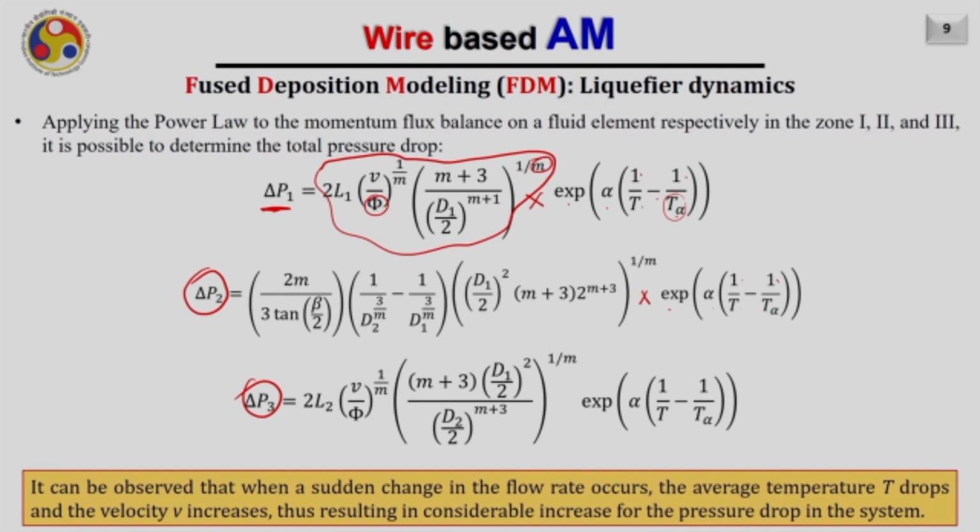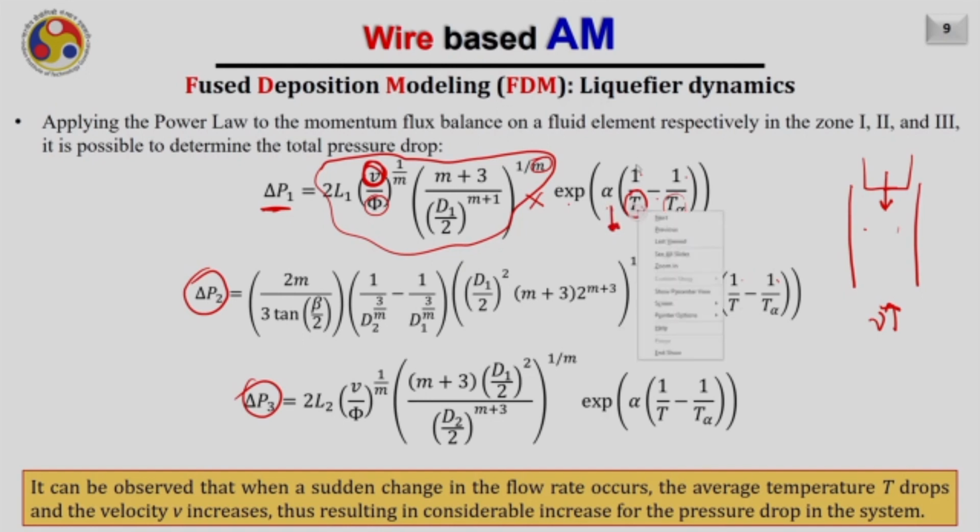Now, it can be observed that when a sudden change in the flow rate occurs, the average temperature T drops and velocity V increases, because in the liquefier if there is a sudden change, the average velocity will increase as you are increasing the velocity. The average velocity in the liquefier is now increasing, therefore this value is increasing. Also, as there is suddenly new material entering the liquefier, the average temperature will decrease. As this value of T decreases, the value of 1 upon T will increase. As a result, this exponential term in 1 upon T will increase exponentially.